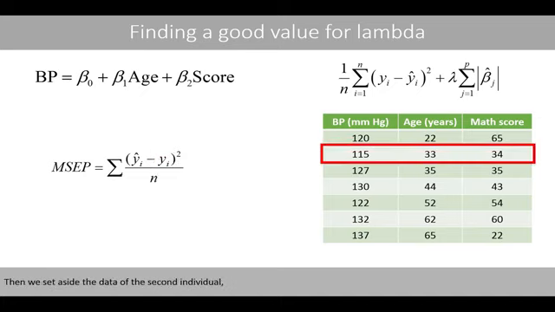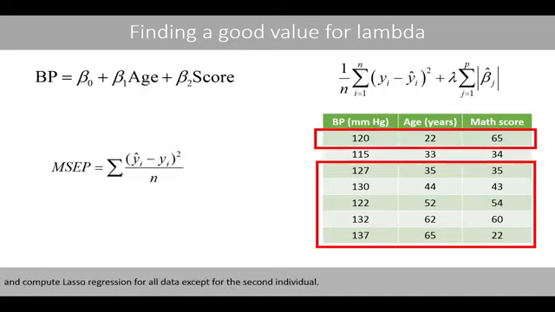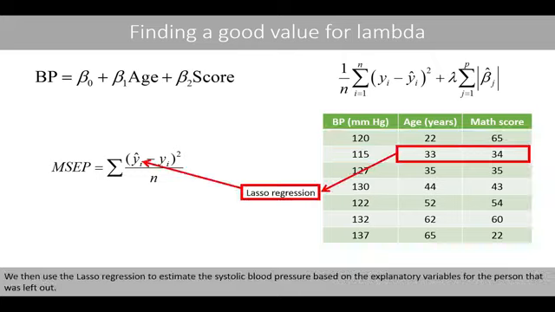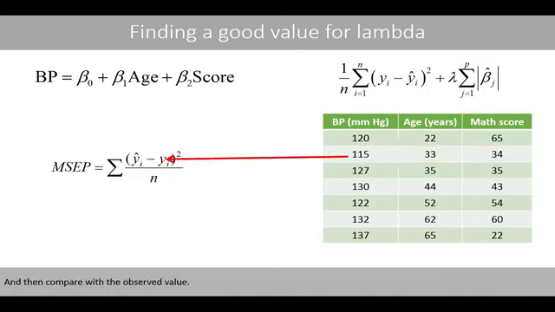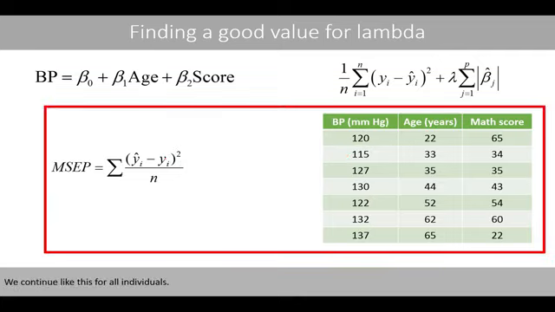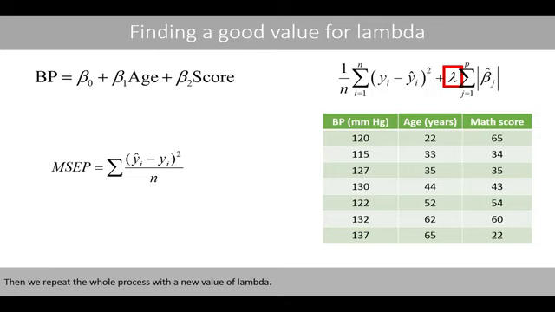Then we set aside the data of the second individual, and compute Lasso regression for all data except for the second individual. We then use Lasso regression to estimate the systolic blood pressure based on the explanatory variables for the person that was left out, and compare with the observed value. We continue like this for all individuals. Then we repeat the whole process with a new value of lambda.